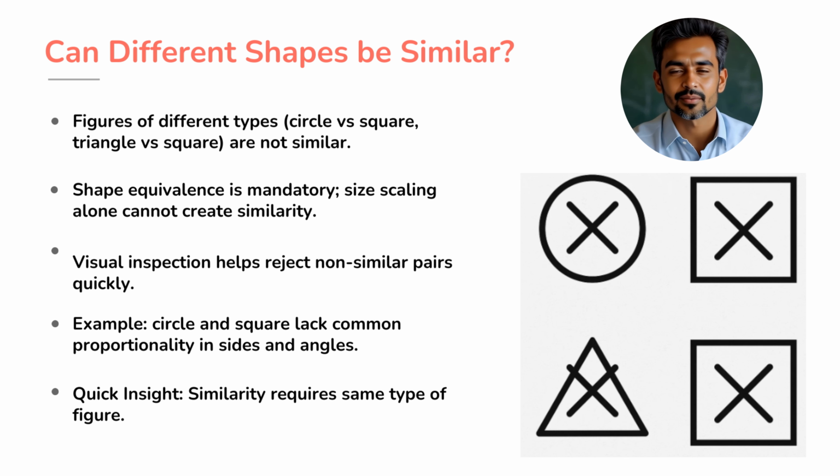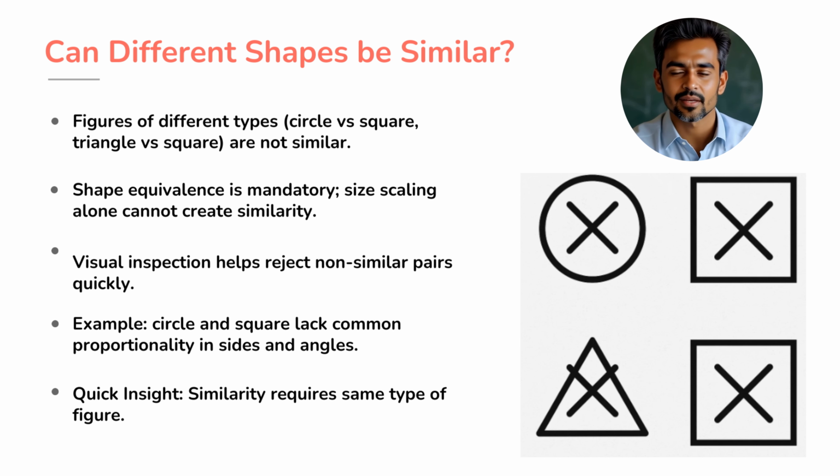Hello students, let me start with a curious question. Have you ever tried comparing a football and a dice? Or a coin and a triangle ruler? At first glance, they are all shapes, but are they really similar? This brings us to an important point. Figures of different types cannot be similar.